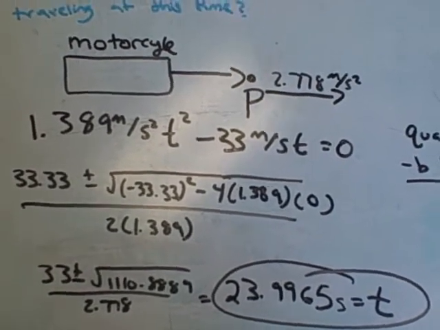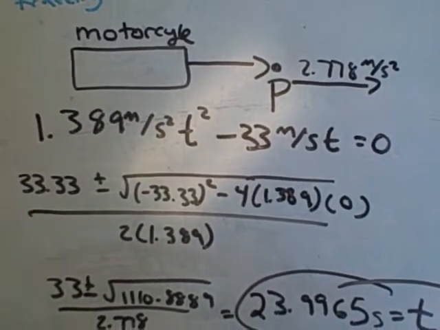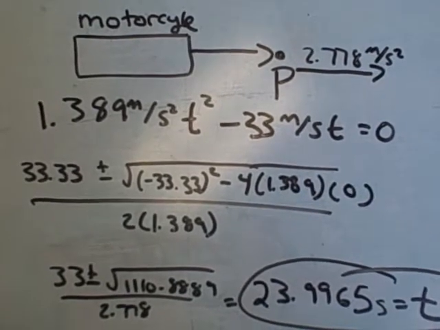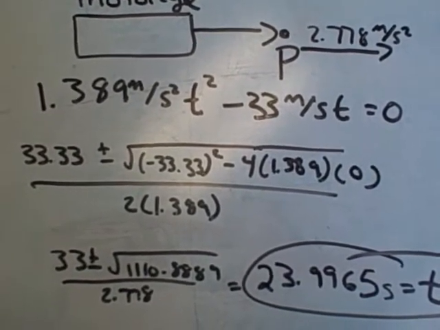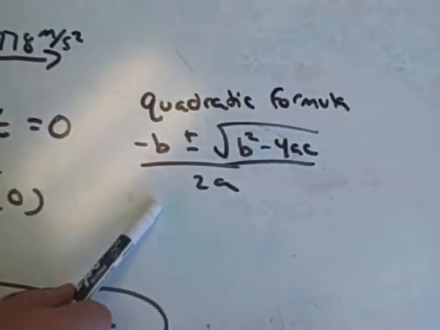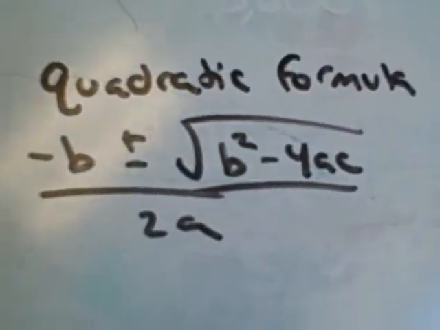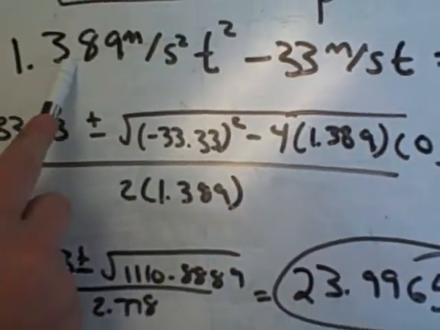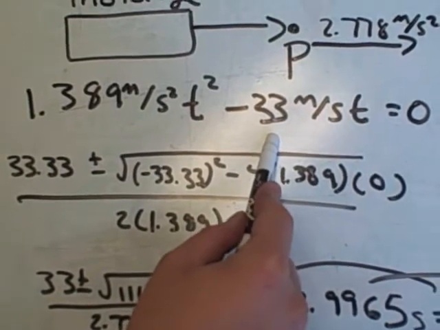So you have 1.389 meters per second squared times t squared minus 33 meters per second times t equals 0. So the quadratic formula we know right here is the opposite of b plus or minus the square root of b squared minus 4ac all over 2a. So this is your a term, this is your b, and your c is 0.